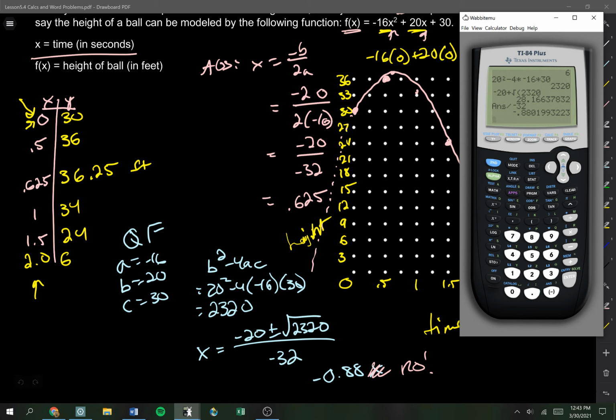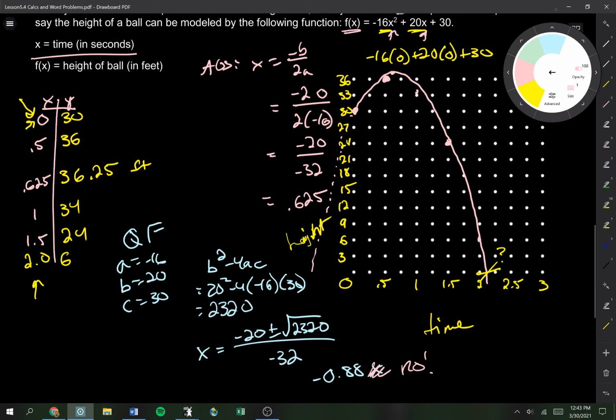So that time I did negative 20 plus. This time we'll do negative 20 minus the square root of 2320. Get that. Divide that by negative 32. We're going to get a nice, pretty whole number. Well, not whole, but positive. It's 2.13, which is right about where this graph looked like it was. 2.13 seconds is when we hit the ground.